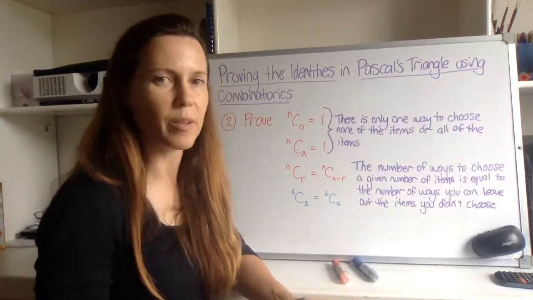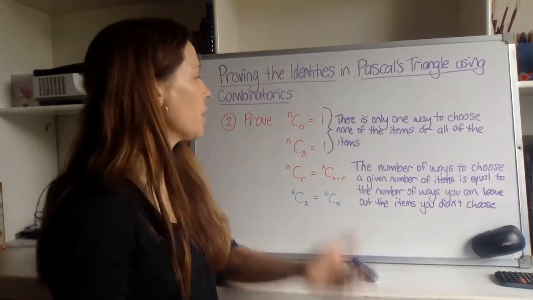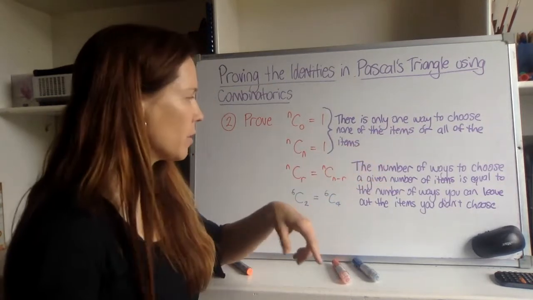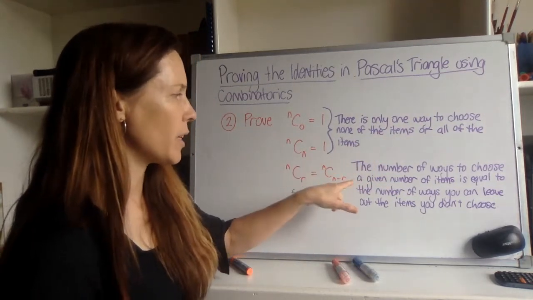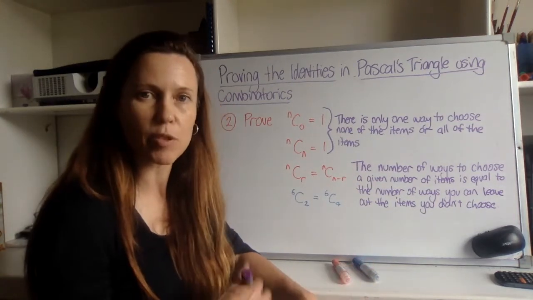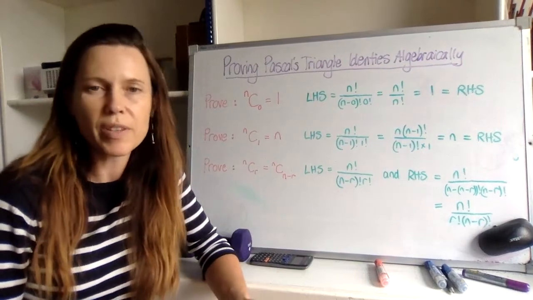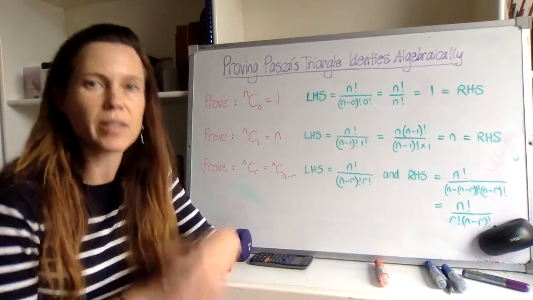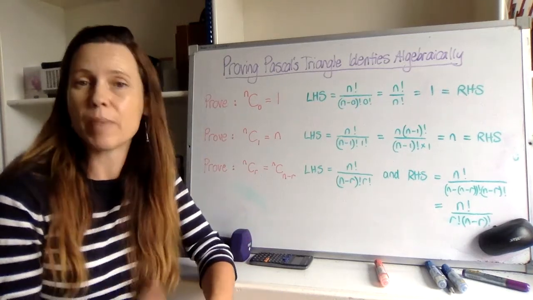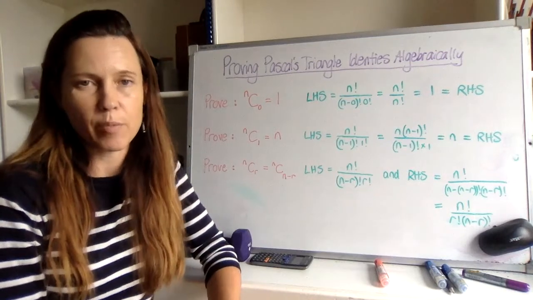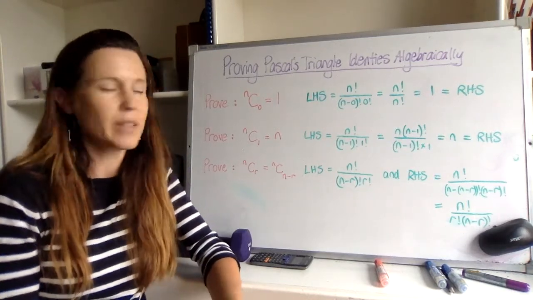So my proof then would just consist of some sentences. There is only one way to choose none of the items or all of the items. The number of ways to choose a given number of items is equal to the number of ways you can leave out the items you didn't choose. So proving those 3 identities in Pascal's triangle using combinatorics means write sentences and just explain how you can choose a certain number of items from another number of items. They're quite simple and easy to do that way.